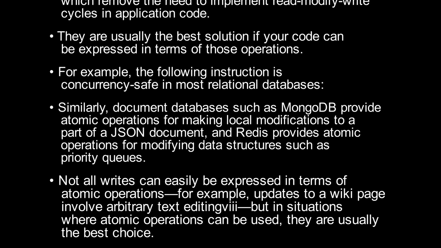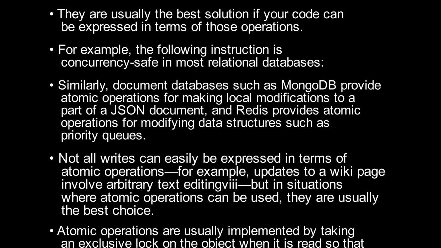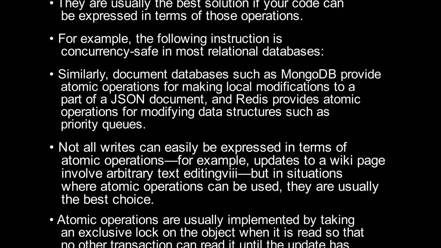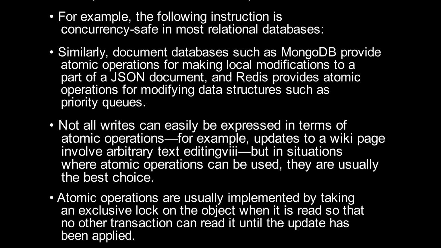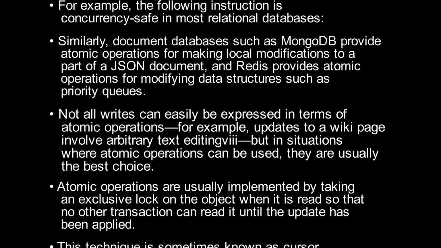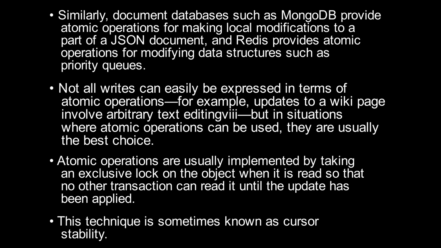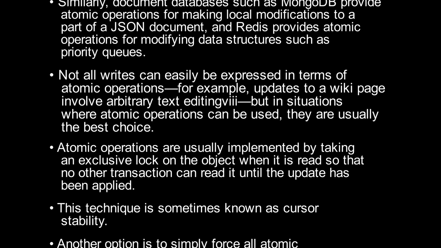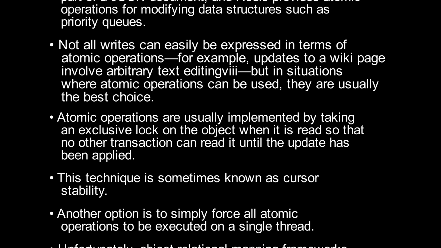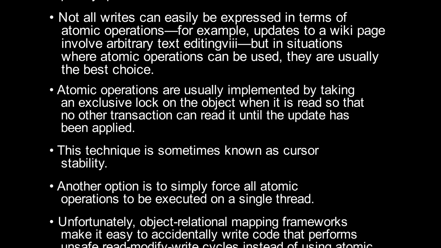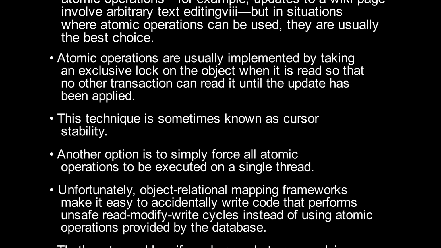Not all writes can easily be expressed in terms of atomic operations. For example, updates to a wiki page involve arbitrary text editing, but in situations where atomic operations can be used, they are usually the best choice. Atomic operations are usually implemented by taking an exclusive lock on the object when it is read, so that no other transaction can read it until the update has been applied. This technique is sometimes known as cursor stability. Another option is to simply force all atomic operations to be executed on a single thread.